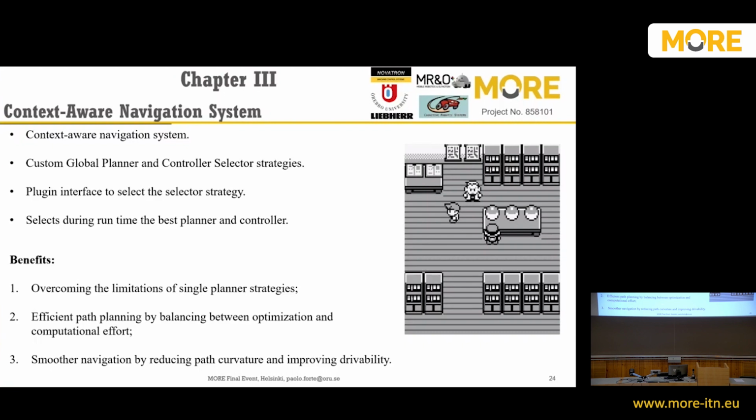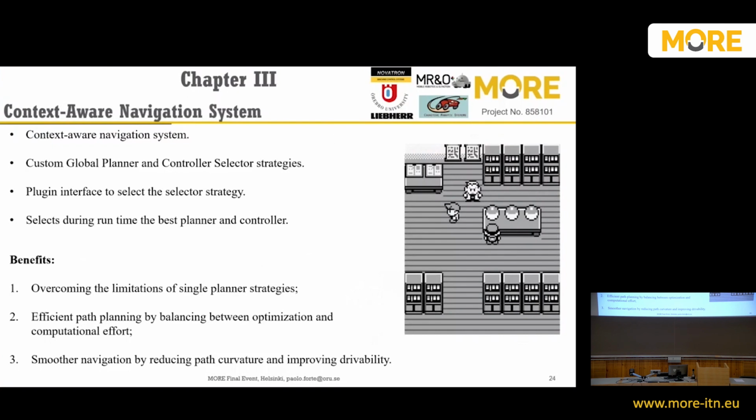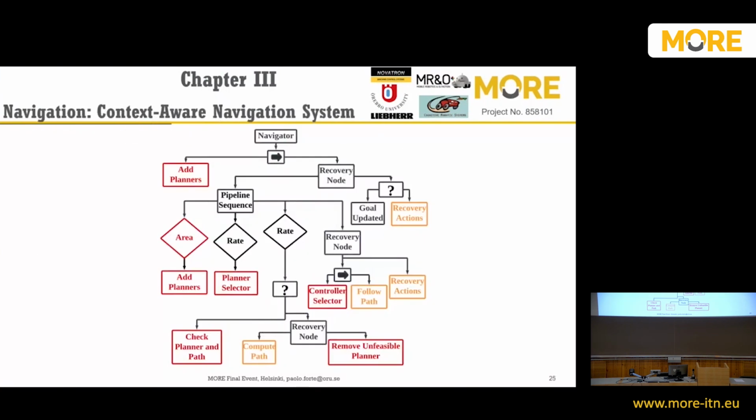And this is very good, because if you have this system, you can first of all overcome the limitation of a single planner strategy, because you have multiple planners. So if one fails, you just choose another one and use that one. Then you can also optimize the planning, because maybe you find that in some part of the map you change planner because it's optimal for some reason, from a curvature point of view, or from a path planning point of view, and so on. And then, of course, you have smoother navigation, because you can also use path curvature and improve the drivability. So here is the structure that we developed.